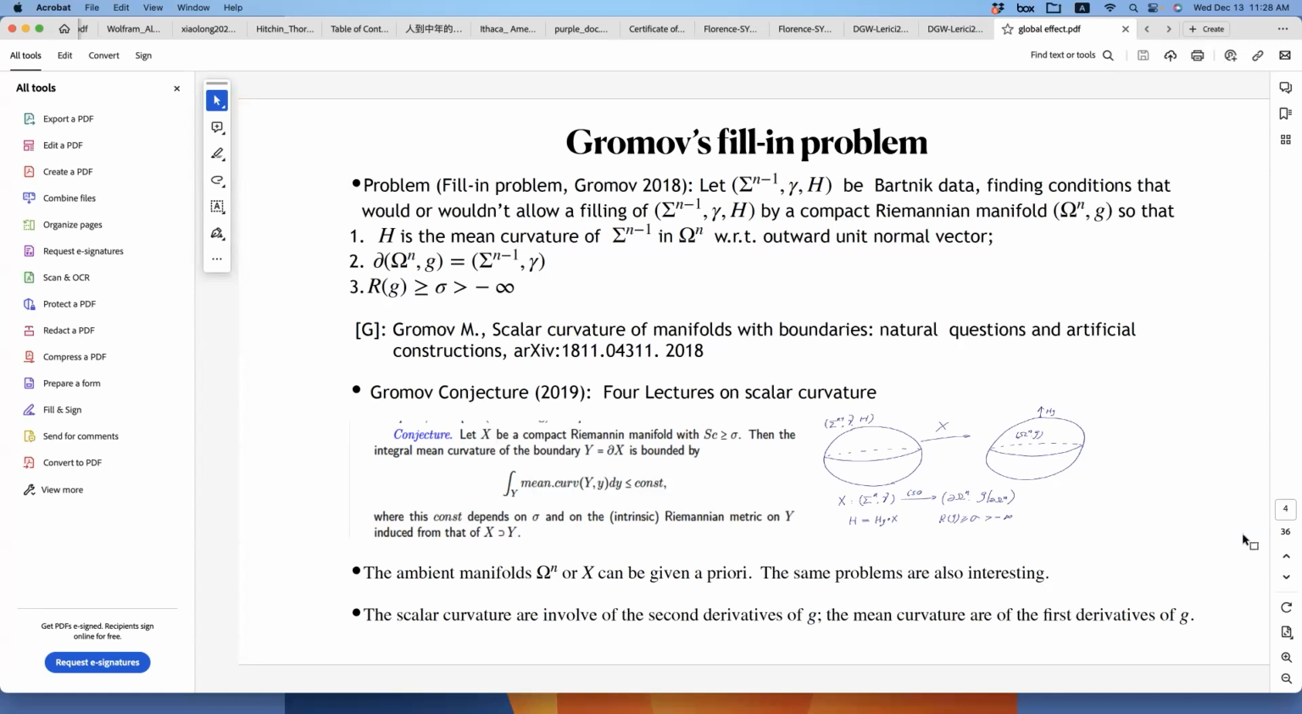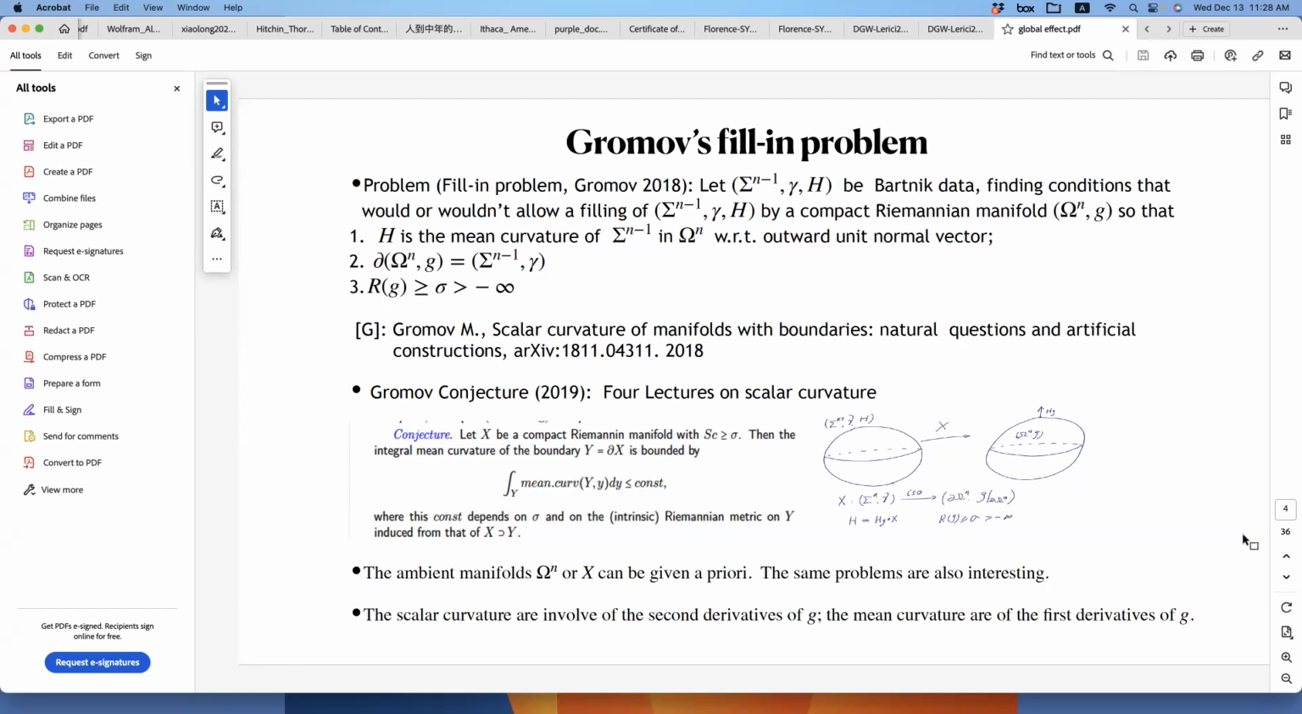One year later, Gromov posed a more explicit problem. That is, let X be a compact Riemannian manifold with scalar curvature bigger than or equal to sigma. Then he conjectures that the total mean curvature of the boundary has a fixed upper bound, and this upper bound depends only on sigma and the intrinsic Riemannian geometry of Y. I would just say the problem is also interesting even if the ambient manifold Omega is given.